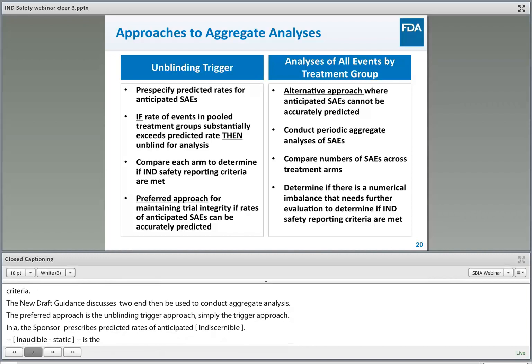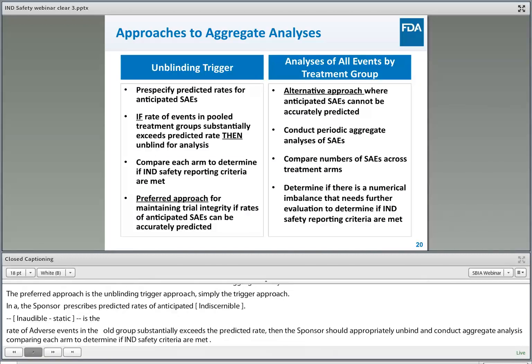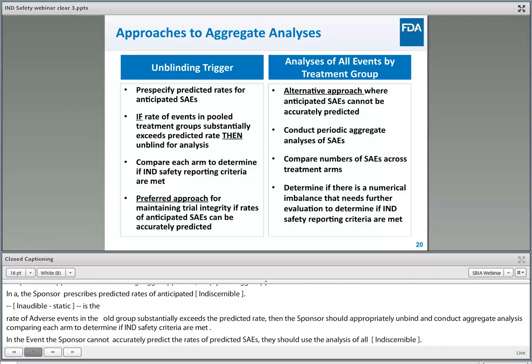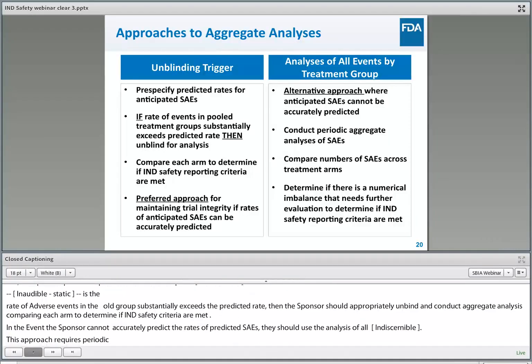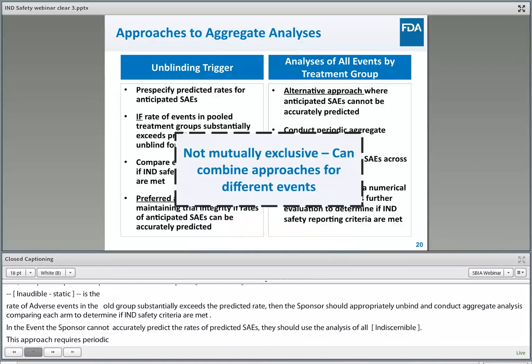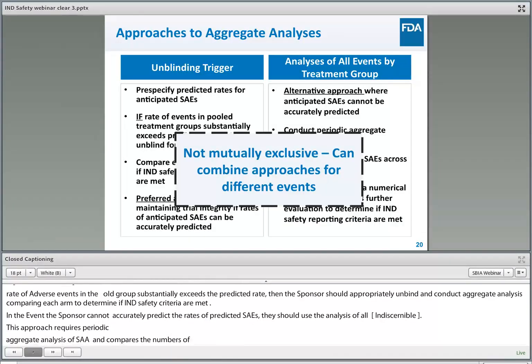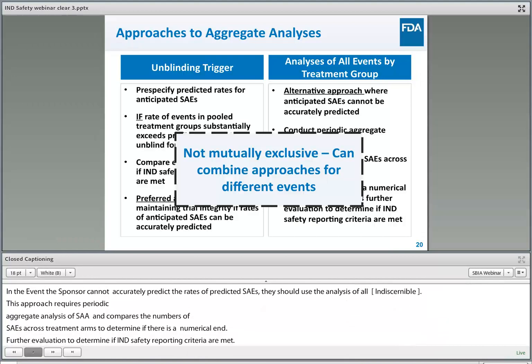In the event that the sponsor cannot accurately predict the rates of anticipated SAEs, then they should use the analysis of all events by treatment group approach. This approach requires periodic aggregate analysis of SAEs and compares the numbers of SAEs across treatment arms to determine if there is a numerical imbalance that needs further evaluation to determine if IND safety reporting criteria are met. Sponsors should note that these approaches are not mutually exclusive. A sponsor may combine approaches for different events.